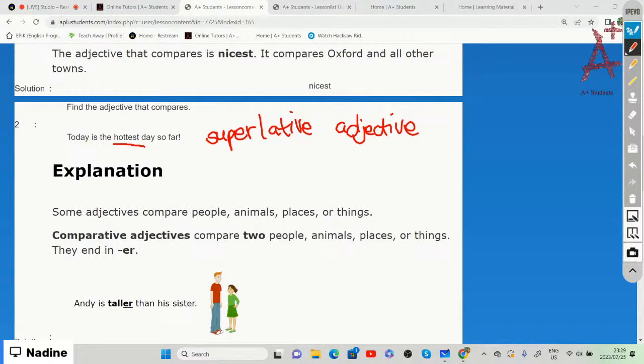And why do we know this is a superlative adjective? Because it is literally, like I said, being compared to every other hot day that we had so far. But today, it is the hottest, right? So we can say yesterday was hot, the day before was hotter, but today it is just the hottest. And that is a superlative adjective. It is being compared to many other hot days.